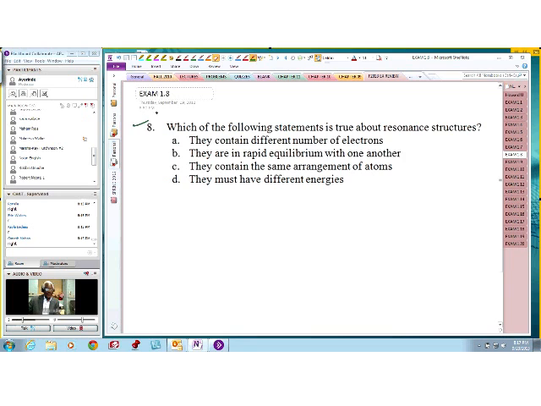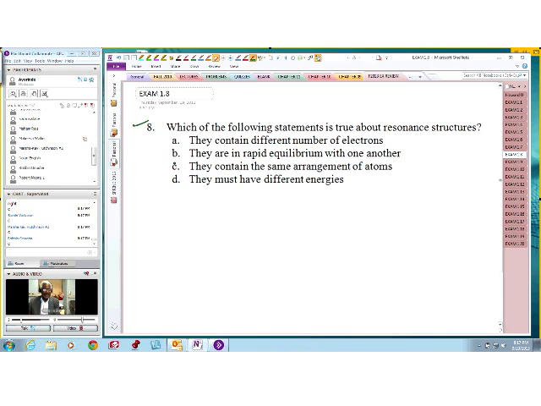Raymond, can you go ahead and read question 8 for us? Which of the following statements is true of resonance structures? Thank you, and very good. So this question says, which of the following statements is true about resonance structures? What would be the answer here? Let's see. C. Everybody got that right. Very good. Everybody says C. What is C? They contain the same arrangement of atoms.